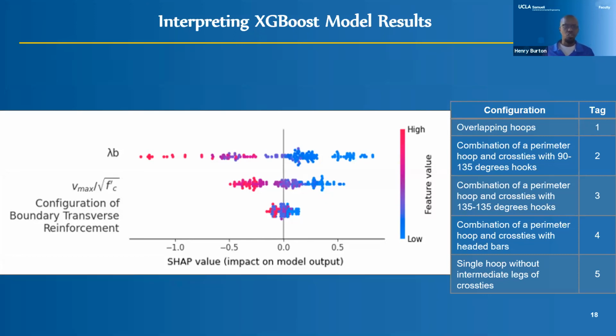Similarly, the shear stress ratio, right? So the higher the shear stress ratio, the red parts of that are to the left. So the red parts are associated with a higher shear stress ratio. Again, that's associated with a lower drift capacity. And again, if you're familiar with how reinforced concrete walls perform, that makes sense.